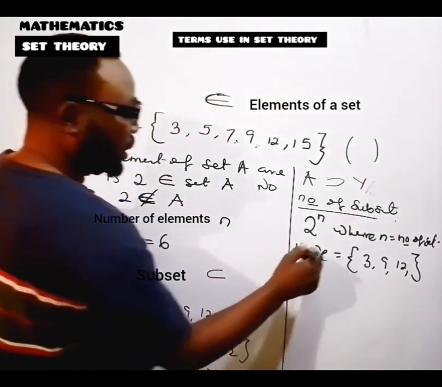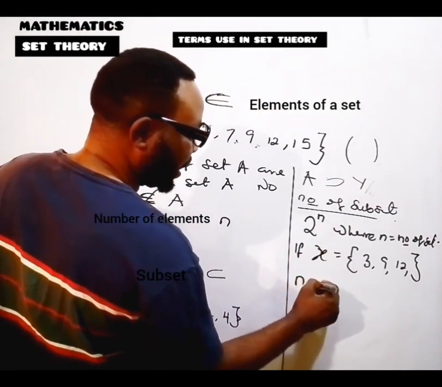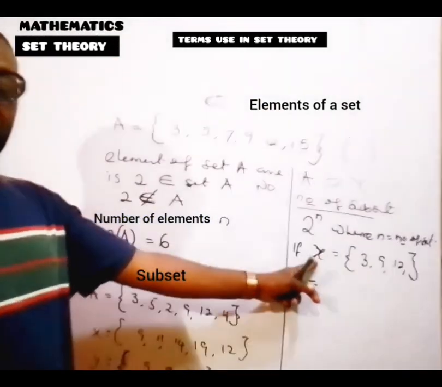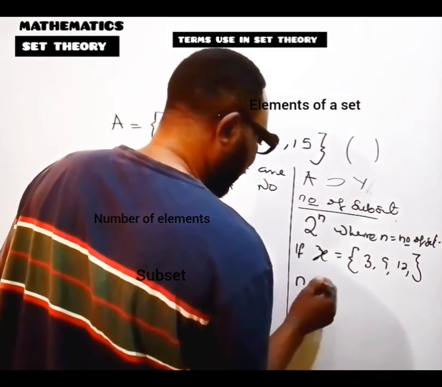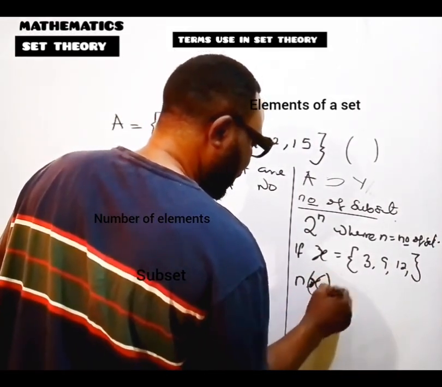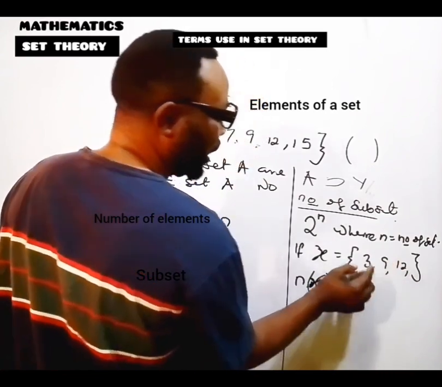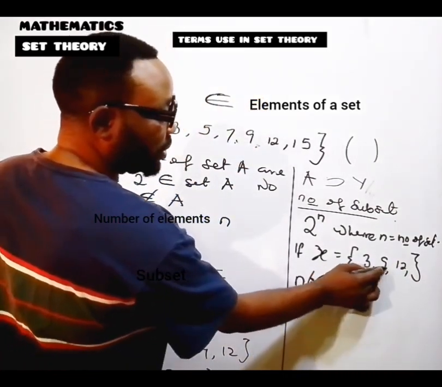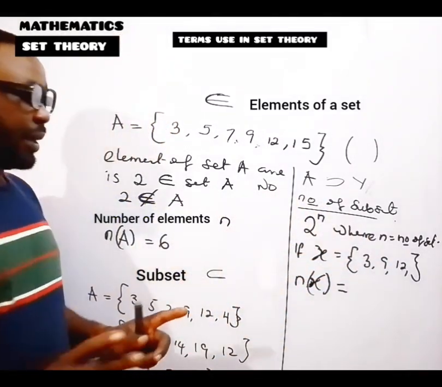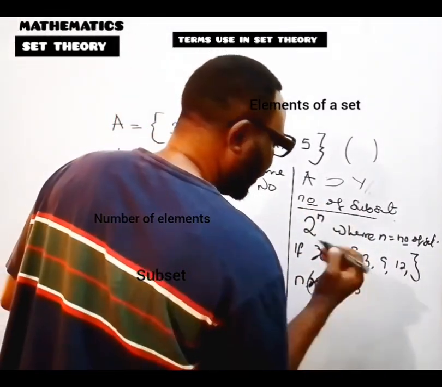Now, you can see the number of this set, what is the number of that x? I cannot say the number of x is equal to... how many values are there? How many elements do you have there? 1, 2, 3. We have just 3 elements there. So the number of that set is 3.